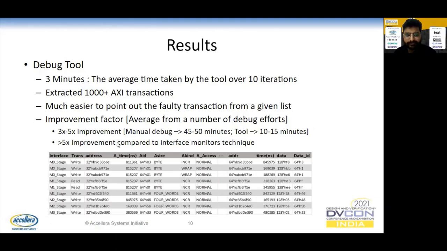If we compare these results with the monitor-based approach, where monitors are instantiated in the test bench, VIP monitors, to extract the transactions, as we already discussed, it will take extra time to integrate the monitors and then finally get the results. Also, with the monitor logs, we have to extract further information and analyze them manually, so it will take more time. Compared to the monitor technique, this improvement factor will increase, it will be more than 5x, because monitors also hit the simulation times.